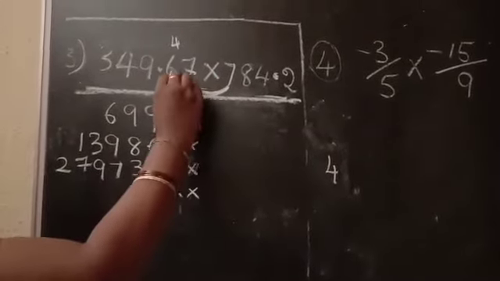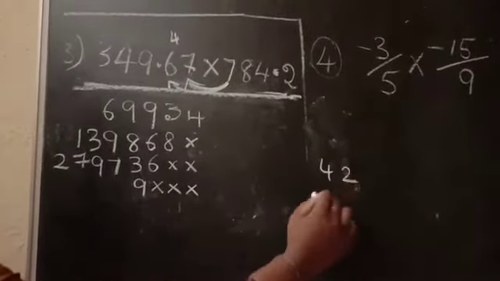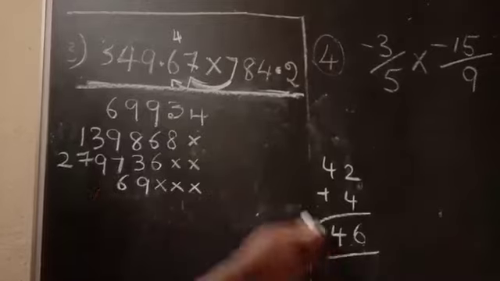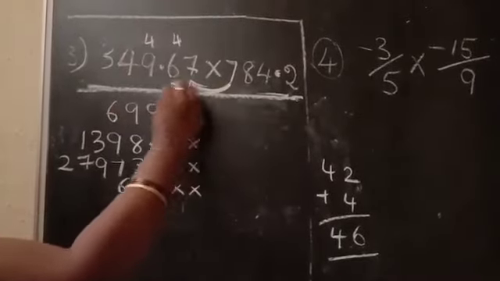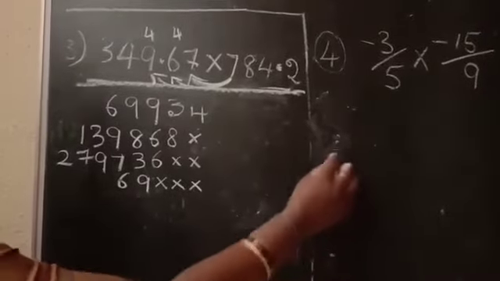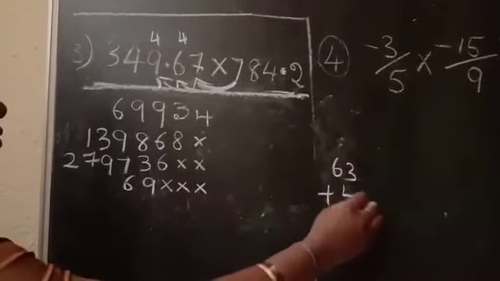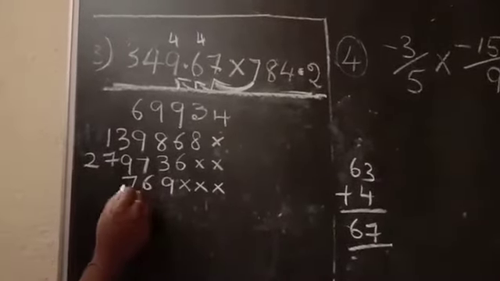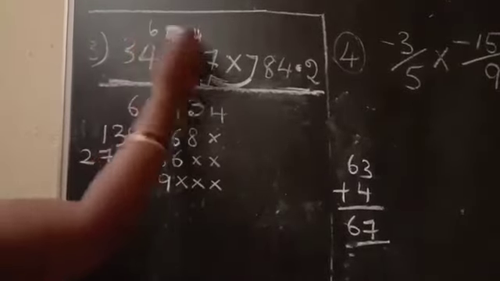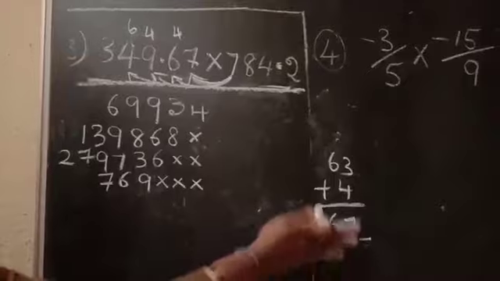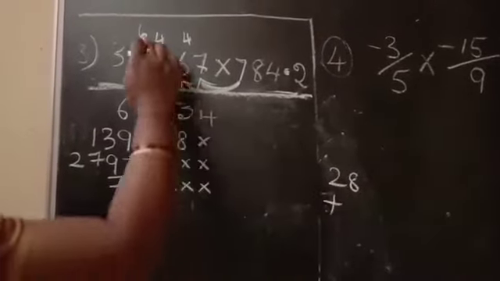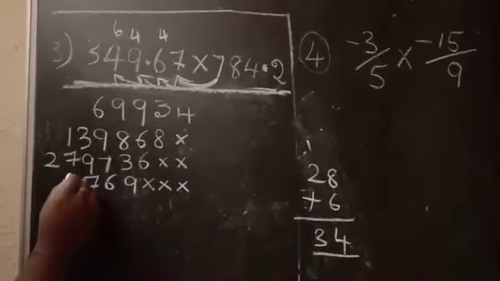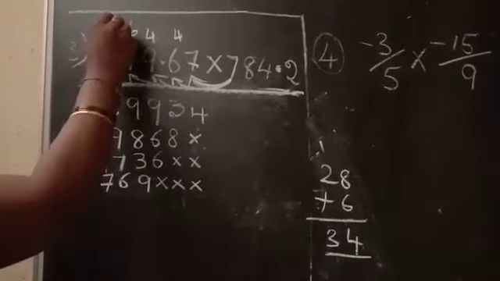Next, 7 6s are 42. 42 plus 4 is 46. 6 should be written in this place. 4 should be carried out here. Next, 7 9s are 63. 63 plus 4, 67. So 7 should be written here. 6 should be carried here. Next, 7 4s are 28. 28 plus 6, 34. 4 should be written here. 3 should be carried out this place.